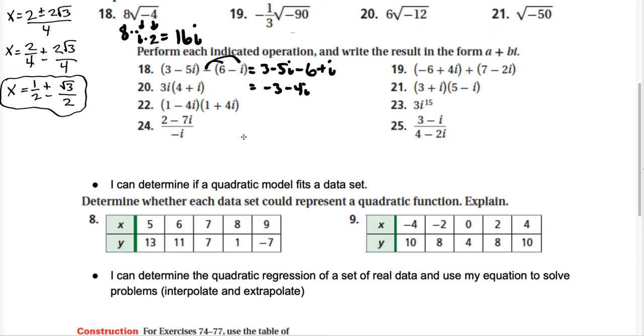Okay. Multiplication. Let's do 21, I guess. So what is that? 3 plus i, 5 minus i.